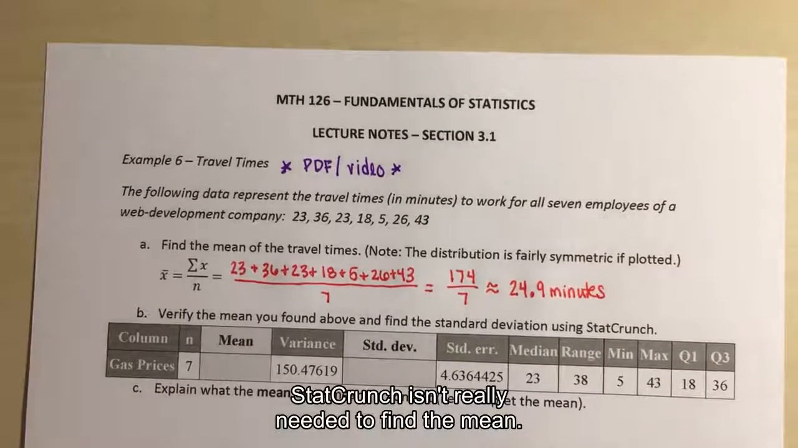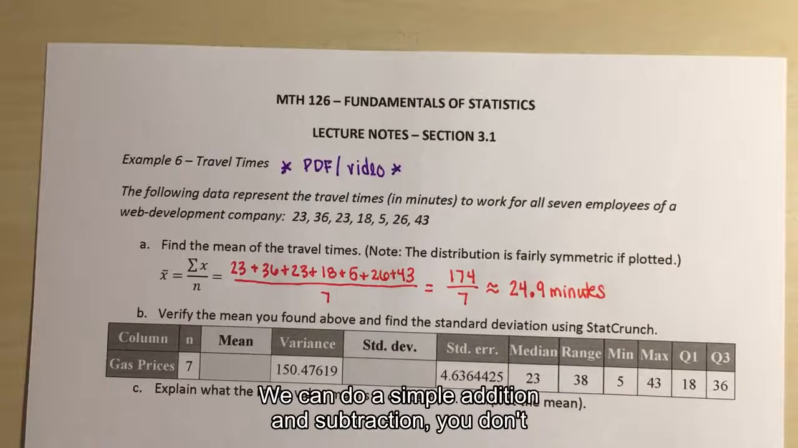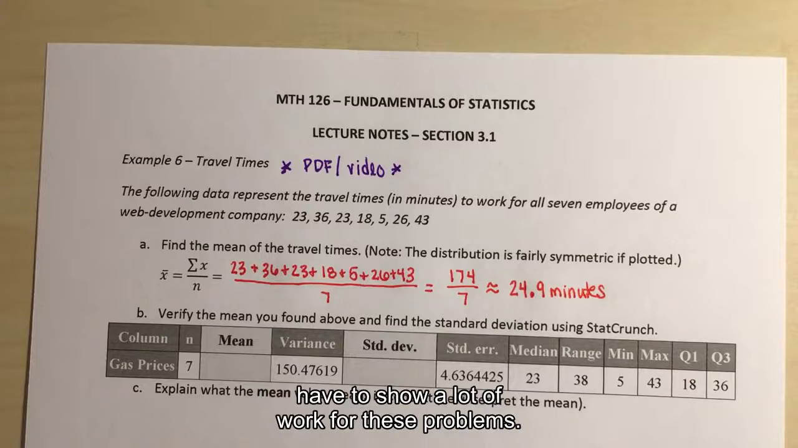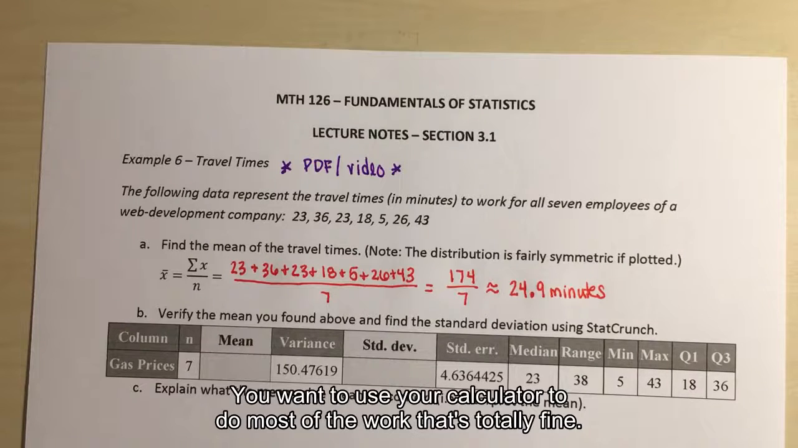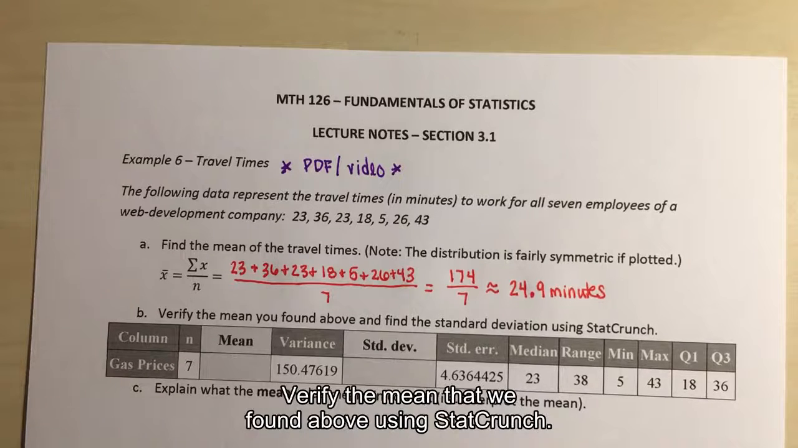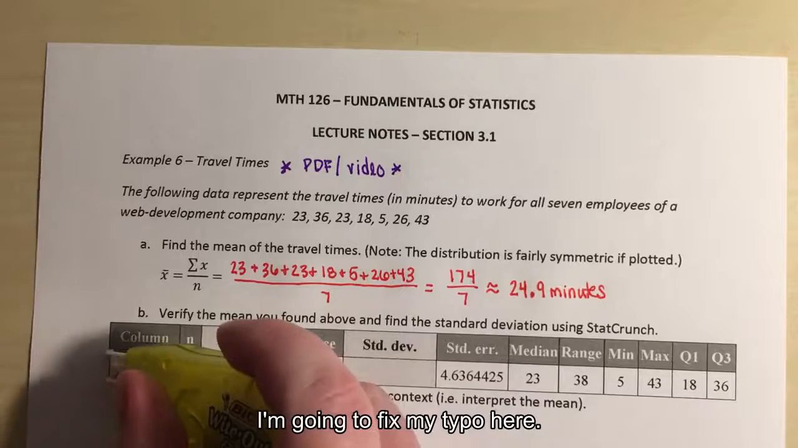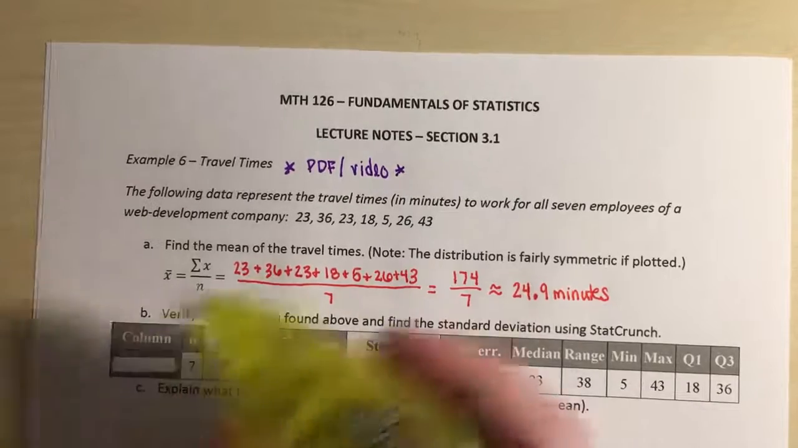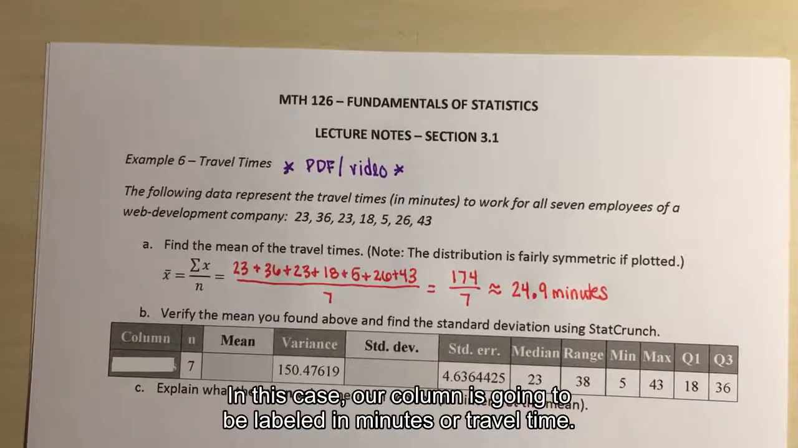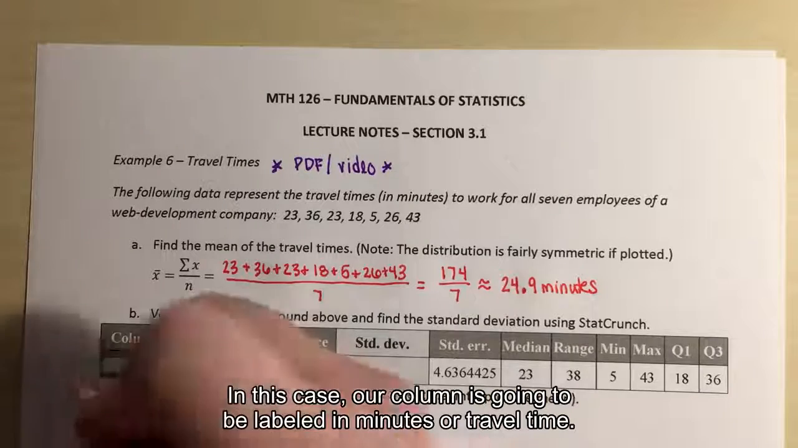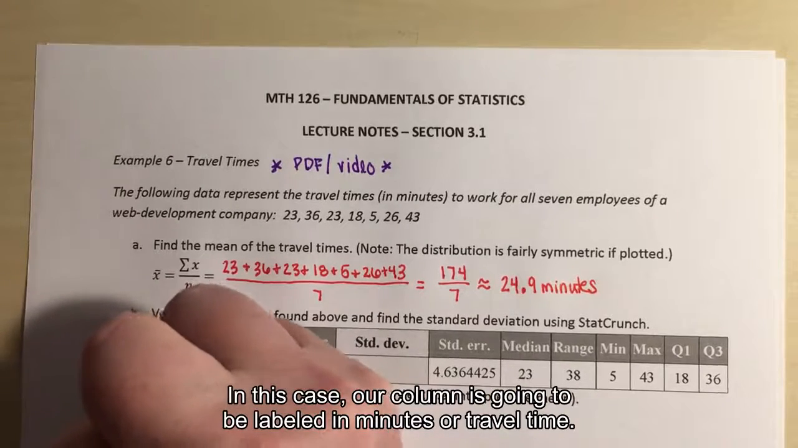StatCrunch isn't really needed to find the mean. We can do a simple addition and division. You don't have to show a lot of work for these problems. If you want to use your calculator to do most of the work, that's totally fine. Verify the mean that we found above using StatCrunch. I'm going to fix my typo here. In this case, our column is going to be labeled minutes or travel time.